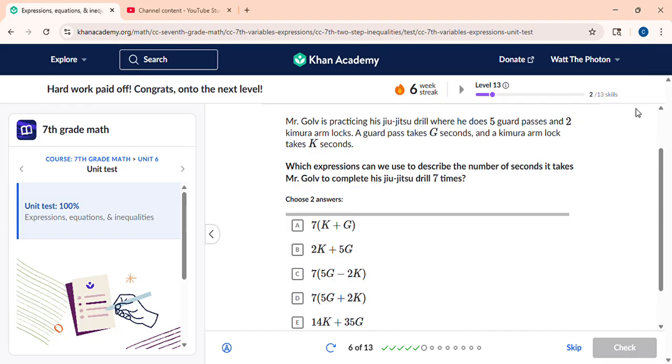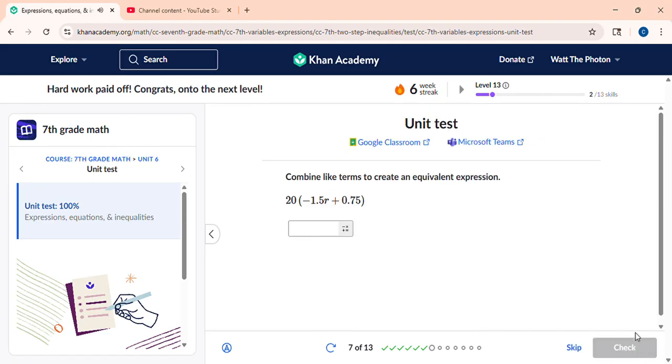So let's see. 5 guard passes and 2 locks. A guard pass takes G seconds, so 5G plus 2K. 5G plus 2K. There we go.